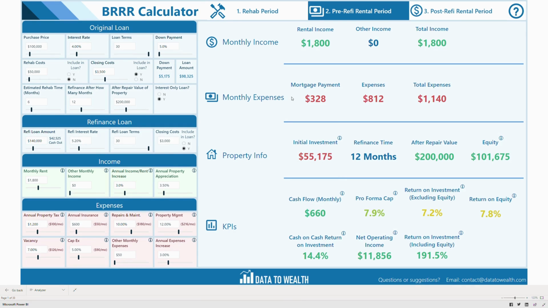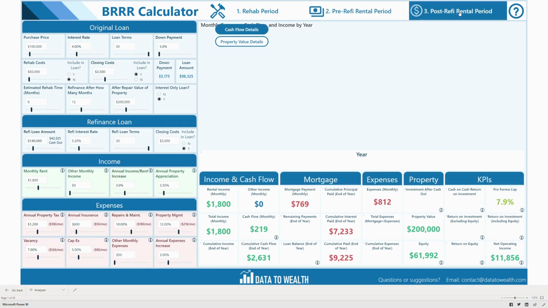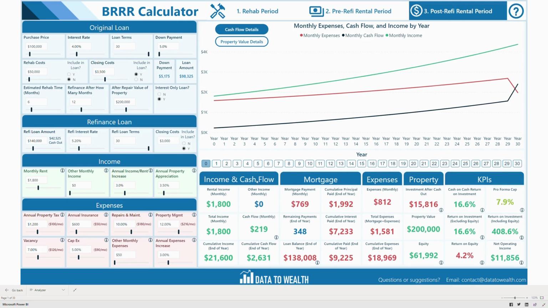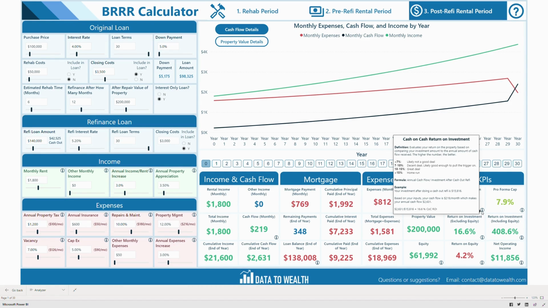The final period is the post-refinance rental period. The numbers at the bottom are split into 5 buckets: income and cash flow, mortgage, expenses, property, and key performance indicators. Most numbers are self-explanatory, but for the more in-depth ones, such as the KPIs, you can hover your mouse above the information icon to get an explanation and breakdown of what that is measuring and how it is calculated. This shows the calculations based on your input, just like the other screen. It also gives you a definition and some guidelines on what would be considered a good cash-on-cash return on investment.